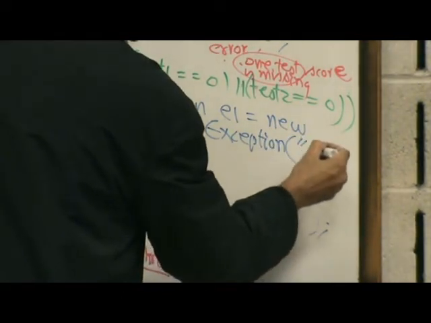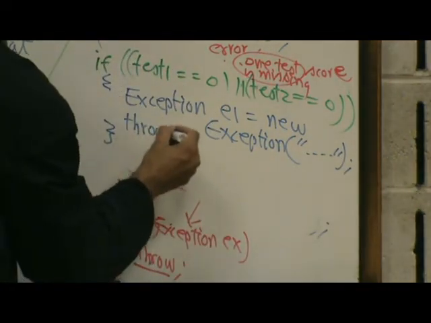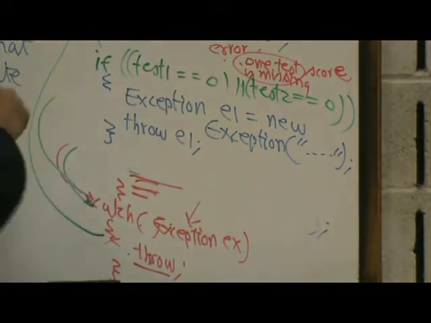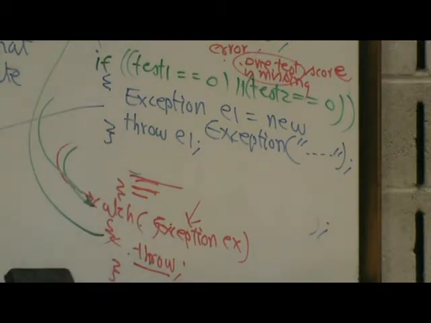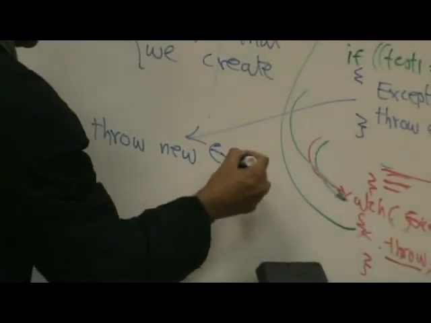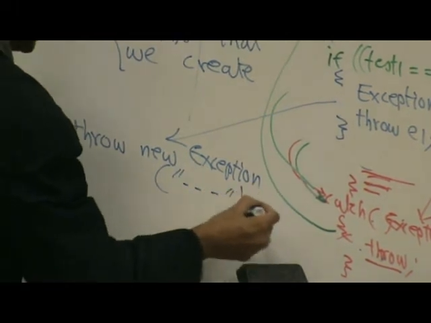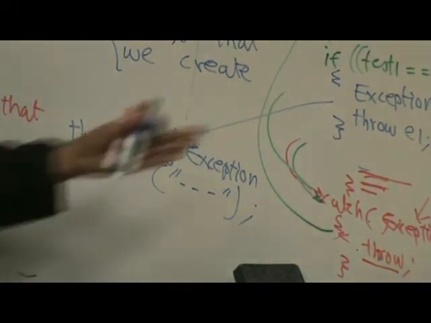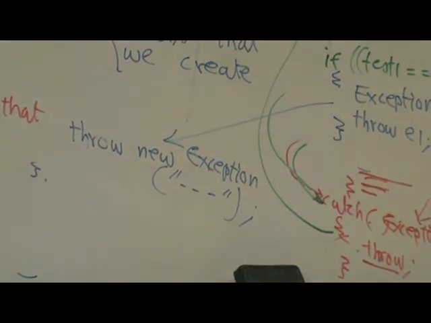And then in the constructor, put some error message. And then say throw E1. So now it's a physical entity that you are throwing, right? A shortcut to writing those two lines is simply say throw new exception, and whatever the error message you are throwing. So then you don't have to write two separate lines. Okay.